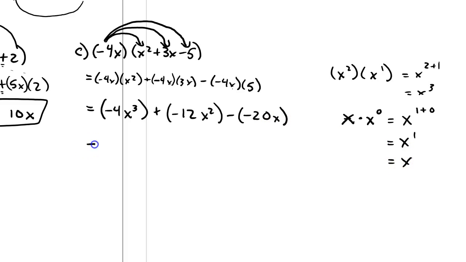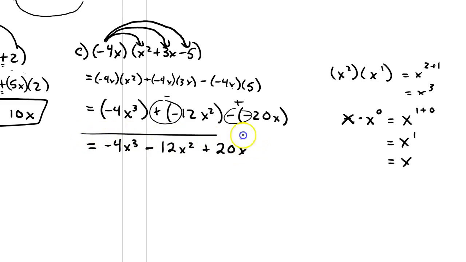If we go down to our next line, let's clean up all these negatives. So negative 4x to the 3, here is a plus minus, that turns into a negative. So minus 12x squared, negative and negative, positive, plus 20x. And you're noticing that I'm doing it in decreasing degrees, so x cubed, x squared, x to the 1. Then, put a box around it.